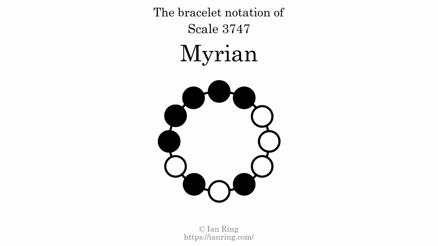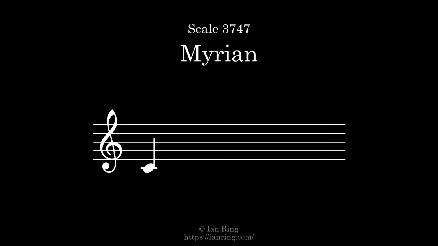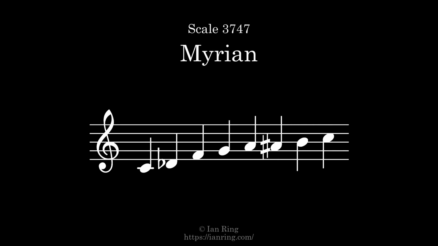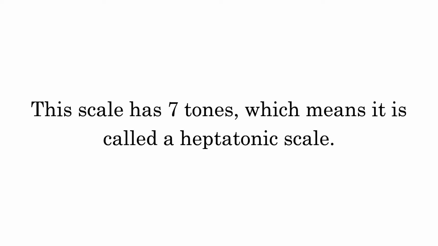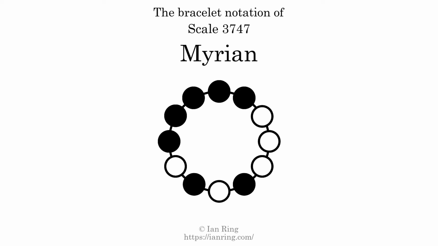3747, Myrian, which sounds like this. This scale has 7 tones, which means it is called a heptatonic scale. This is a bracelet notation diagram of scale 3747. The shaded circles represent tones that appear in the scale, and they are read clockwise, starting at the top.